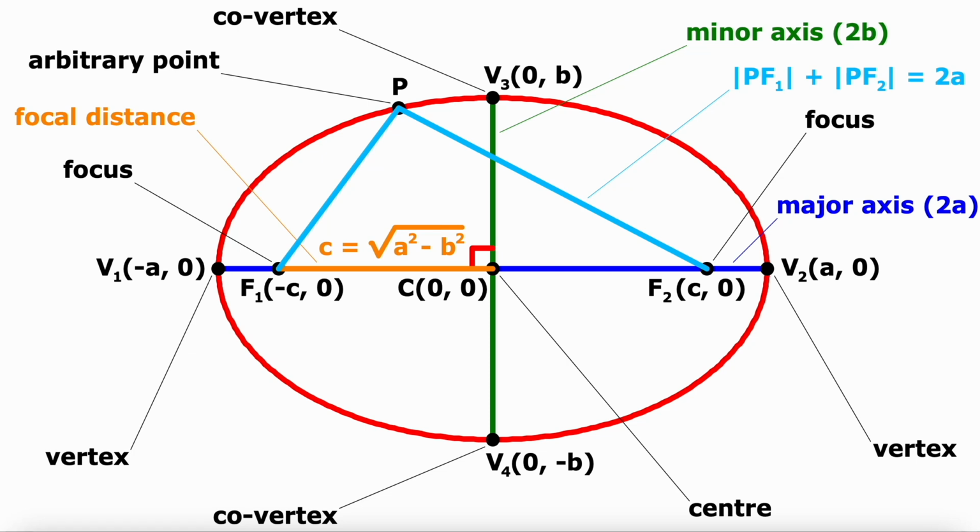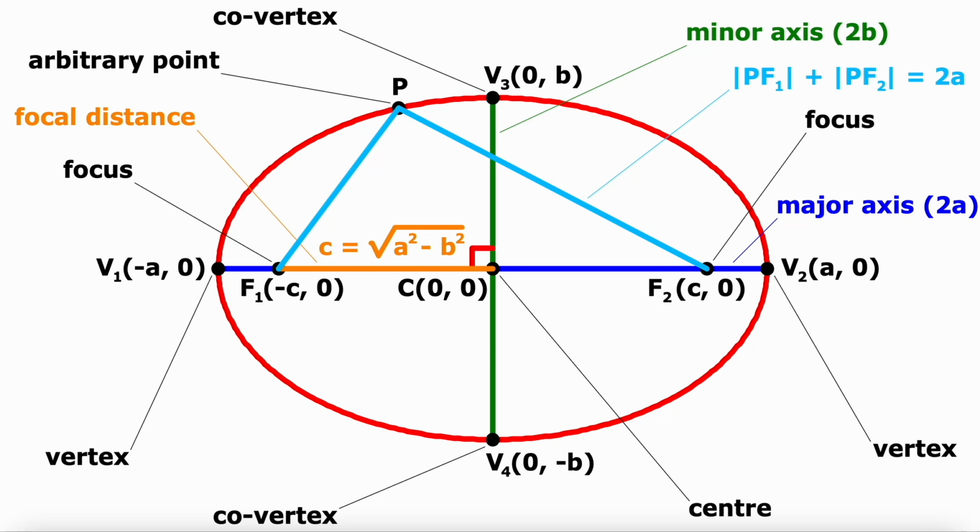The focal distance is the distance from the center of the ellipse to either of the 2 foci. It provides information about the ellipse's eccentricity. Specifically, the longer the focal distance, the more elongated the ellipse becomes, and conversely, the shorter the focal distance, the less elongated the ellipse becomes.